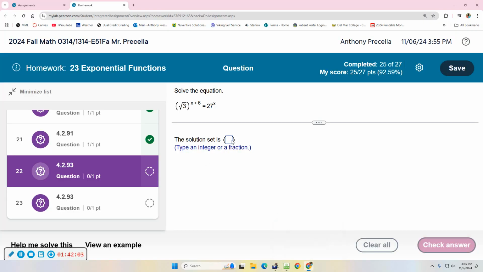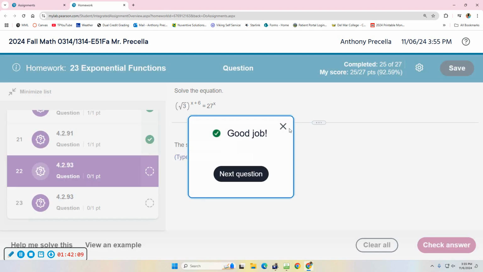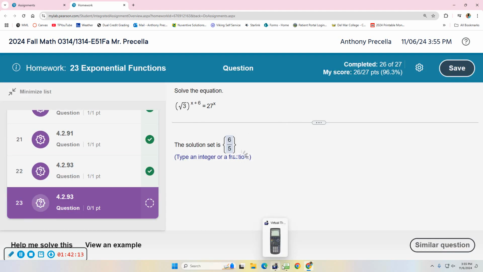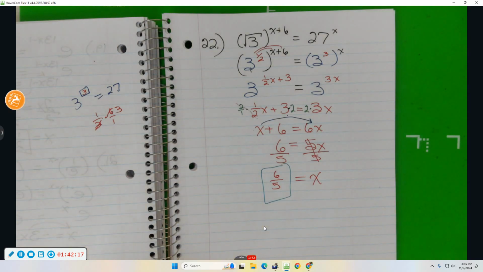Any questions there? Switch back, let them look at this work once again. Any questions there? Looks like 23 is really, really similar.